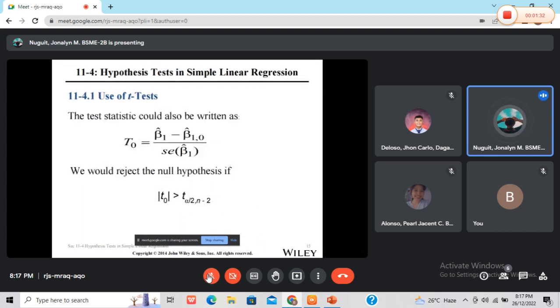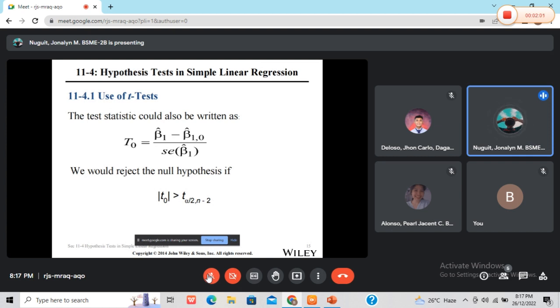So the test statistic could also be written as t sub 0 equals beta hat sub 1 minus beta sub 1,0 over the standard error of beta hat sub 1. We will reject the null hypothesis if t sub 0 is greater than t alpha over 2, n minus 2.